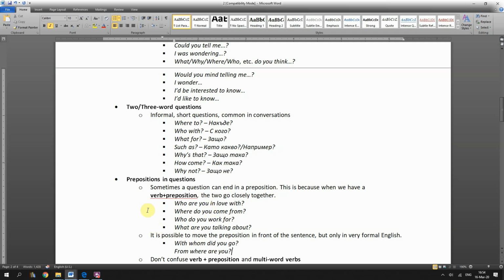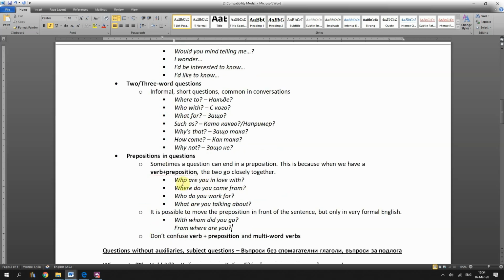So, let's see some types of prepositions in questions. Who are you in love with? В кого си влюбен? Where do you come from? We already say. Who do you work for? За кого работиш? What are you talking about? За какво говориш? What are you looking for? Какво търсиш?